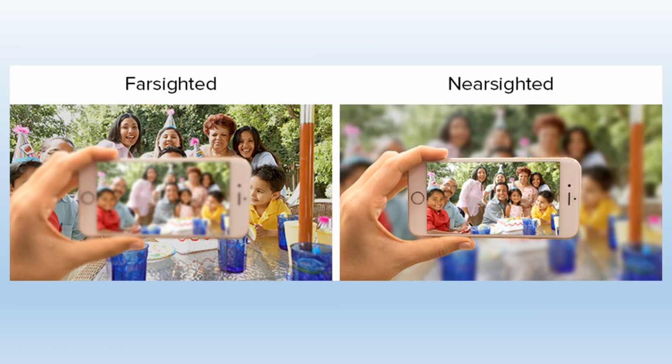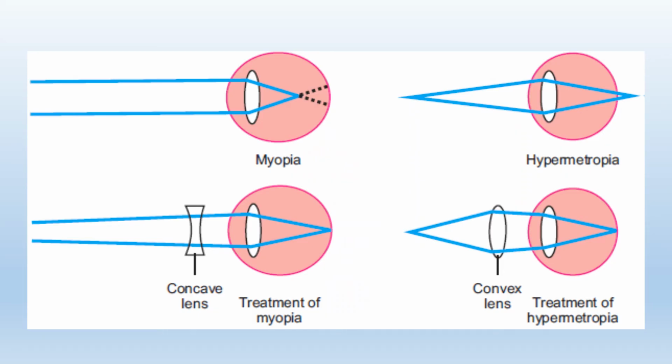This is a comparison of both the conditions. You can well understand over here. As we discussed earlier, these disorders can be rectified by the use of different lenses. Myopia can be rectified by use of concave lens, and hypermetropia or long-sightedness is rectified by the use of convex lens in the form of glasses or spectacles.